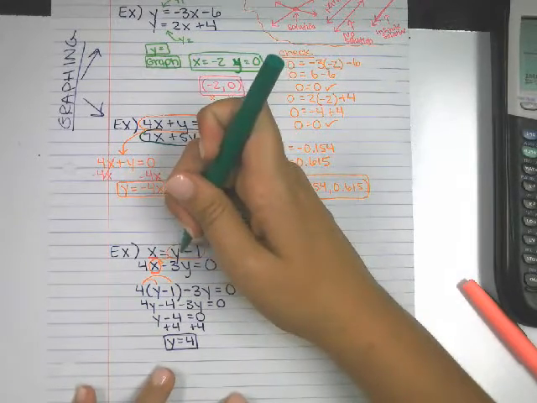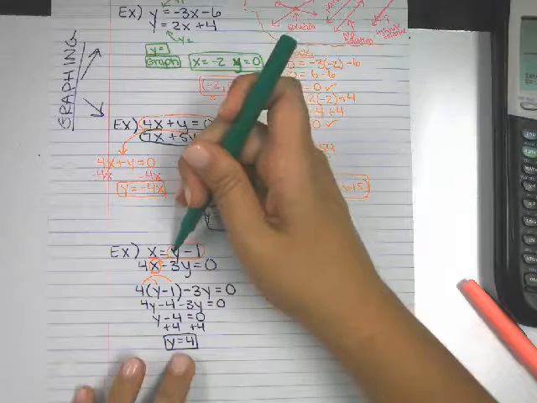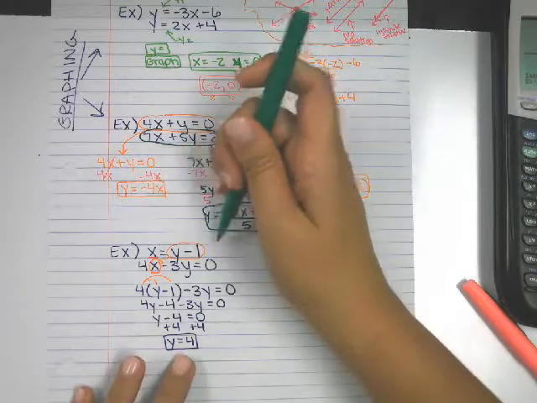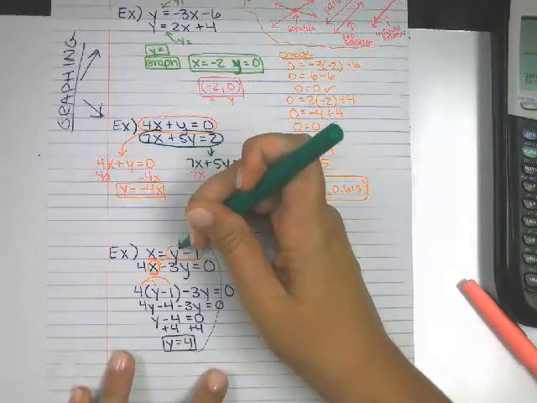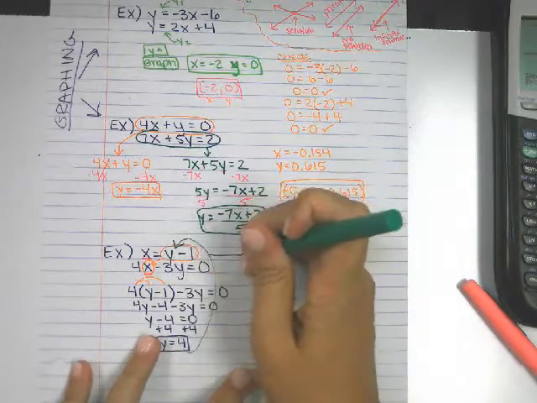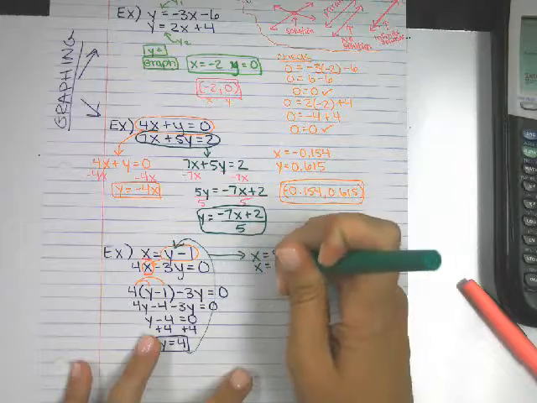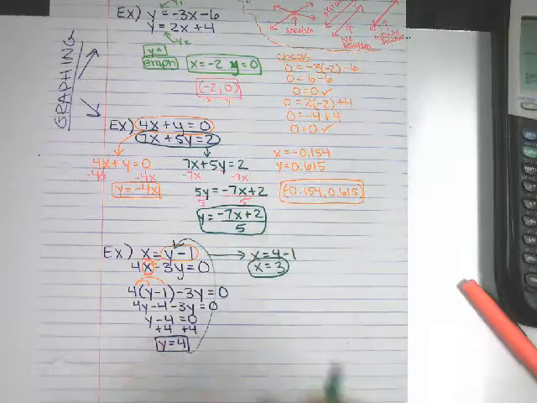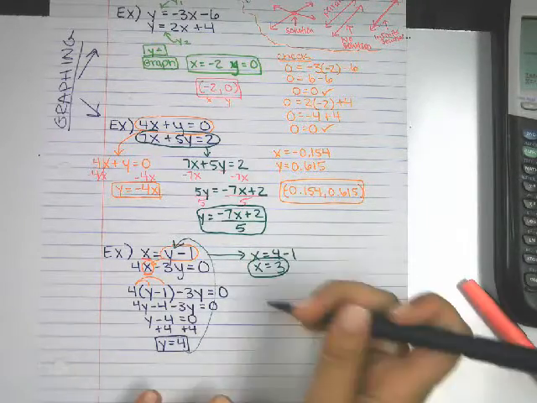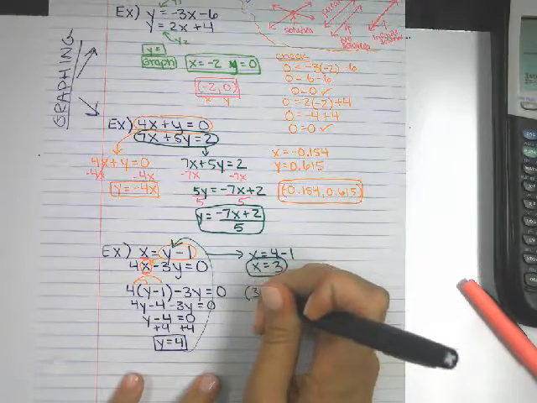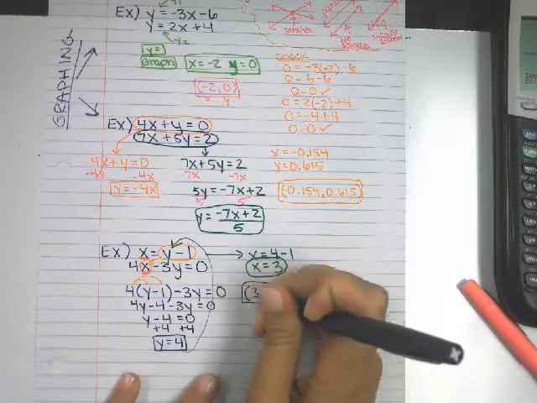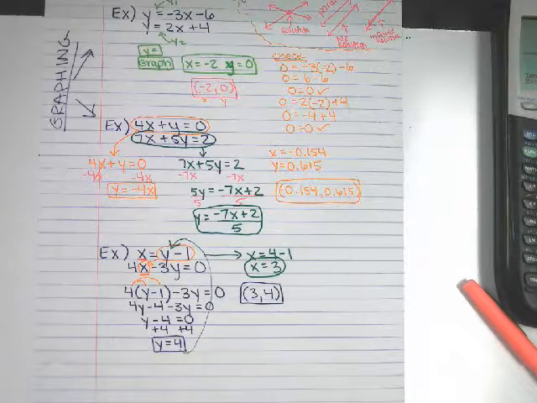So x is equal to y minus 1. Well, y is 4. So x is 4 minus 1. So we're going to take this, plug it in there. x equals 4 minus 1. So x is 3. So our answer here is (3, 4). That is where those lines would end up intersecting if we graphed them.